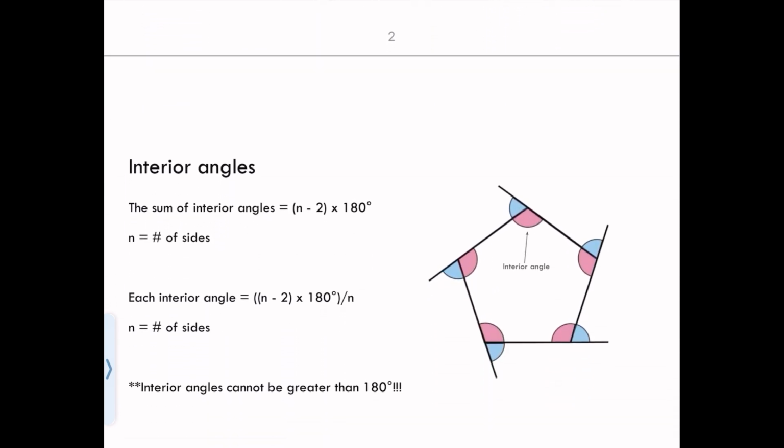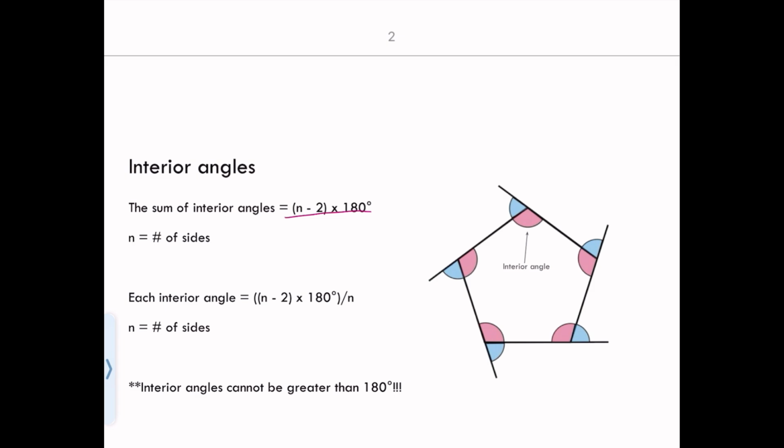Two important things we need to know about regular polygons are interior angles and exterior angles. Let's start off with the interior angles. To find the sum of interior angles, we can use the equation n minus 2 times 180 degrees, where n is the number of sides the regular polygon has.